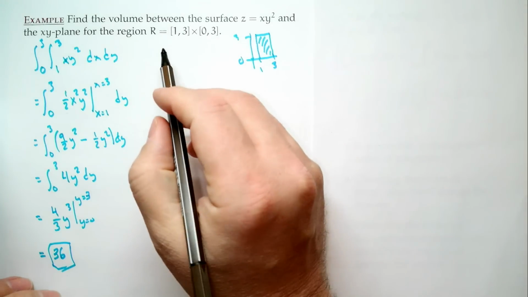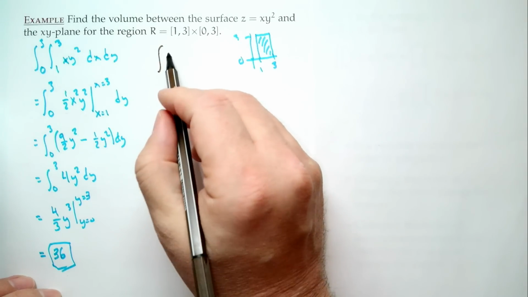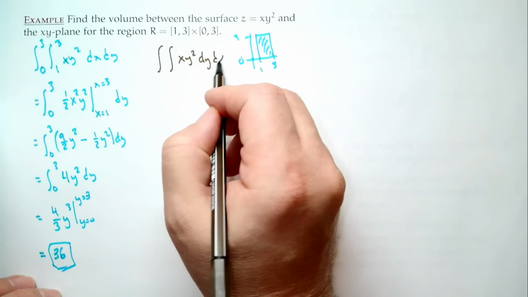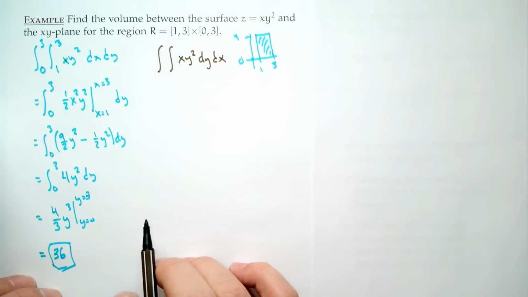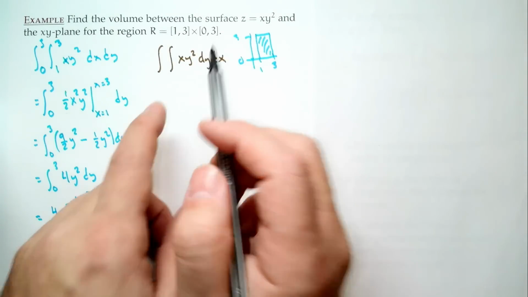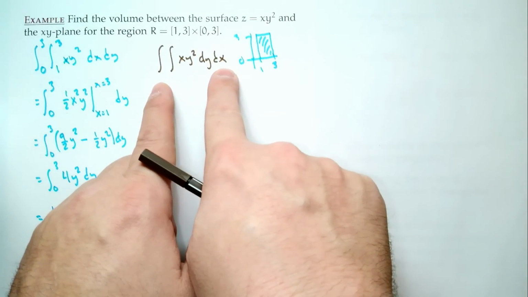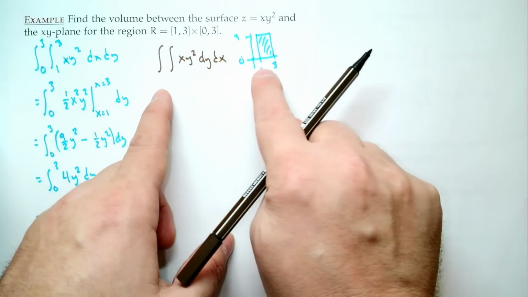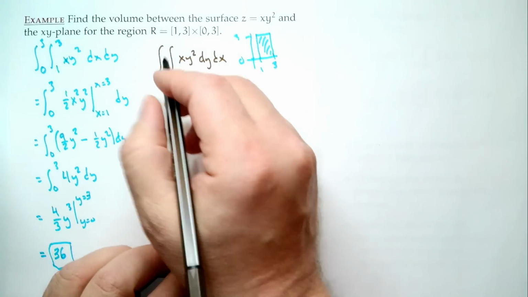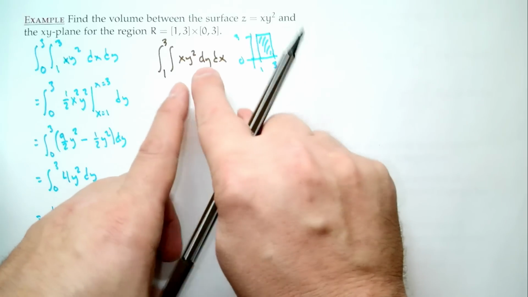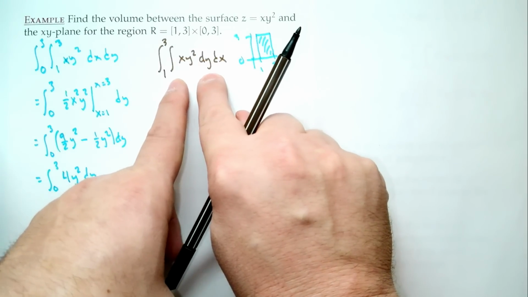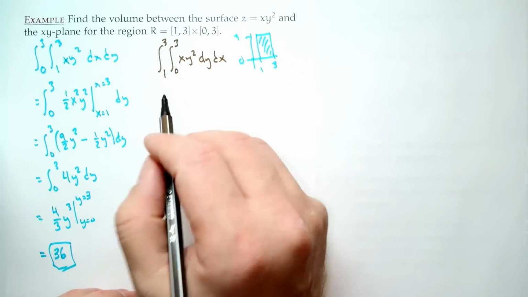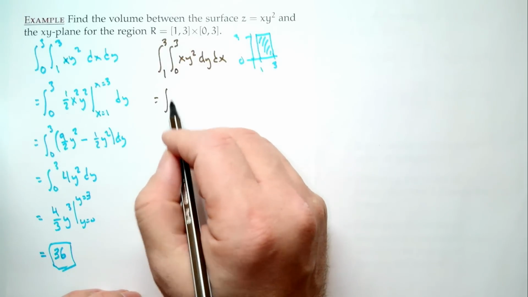All right, what's the other way? Well, the other way would be if we did xy squared dy dx. Well, where does x go between? X goes between 1 and 3. So that's my outer bounds. Those are my x bounds. The inner bounds are the y bounds. Where does y go from? 0 to 3. So we work our way through the process.